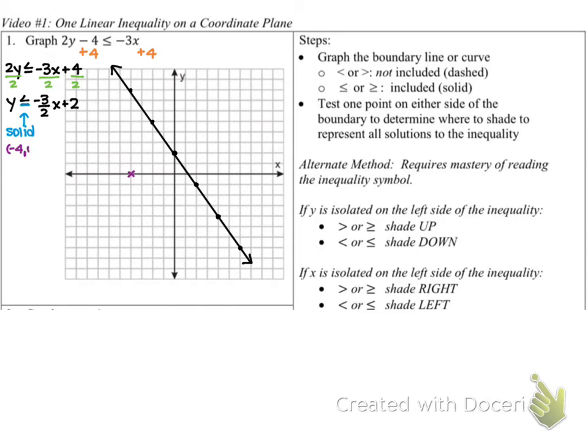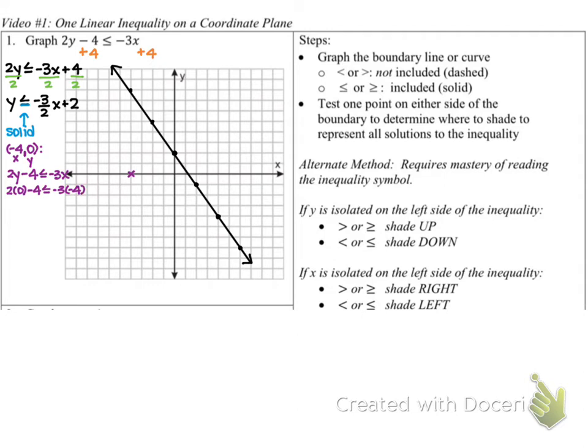Every ordered pair is an (x, y). So wherever I see an x, I'm going to plug in -4, and wherever I see a y, I'm going to plug in 0. I'm going to go all the way back to the original before I messed around with the inequality. So I have 2y minus 4 is less than or equal to -3x. Now I'm going to plug in what I'm testing: 0 for y and -4 for x.